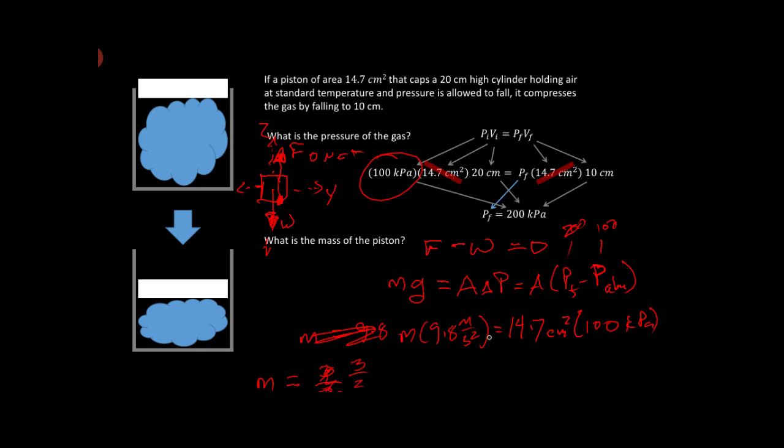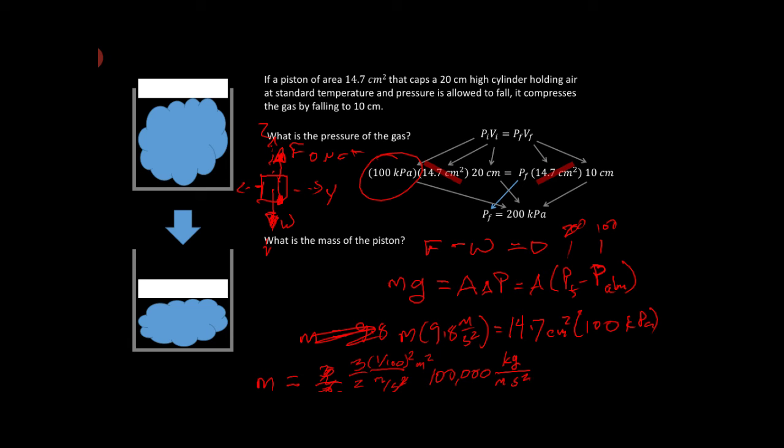So we have meters per second squared down here. We have centimeters squared up here. So that's 1 over 100 squared meters squared. All right. And then we have 100 kilopascals. So that's 100,000 pascals, and a pascal is a Newton per meter squared, which is a kilogram over meters times seconds squared. Okay, so let's see.